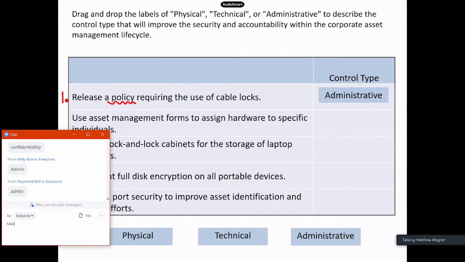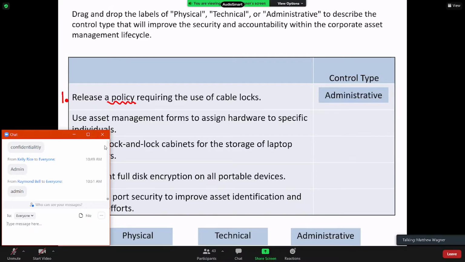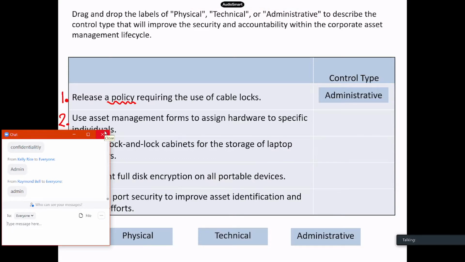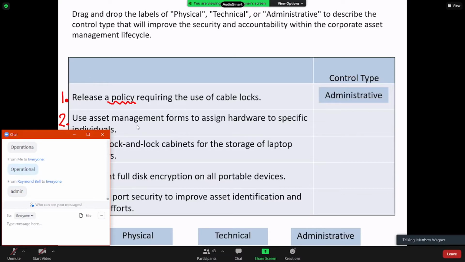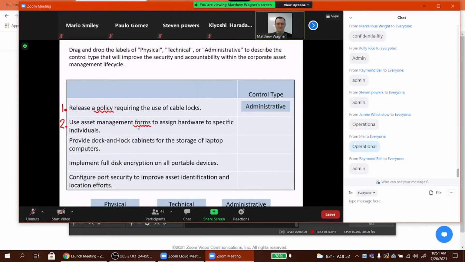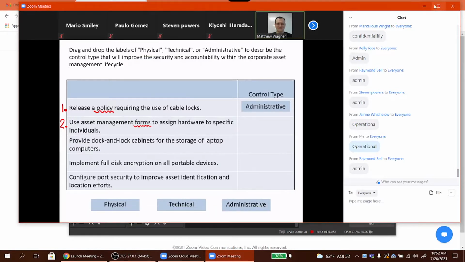What do you think this is? Use asset management forms to assign hardware to specific individuals. What does that one seem like? So it's a bit of a weird gray area. I cannot imagine that the forms themselves restrict anybody's ability to do much of anything. The forms themselves do not get in your way of sharing said hardware or limit your ability to hand it from one person to another.